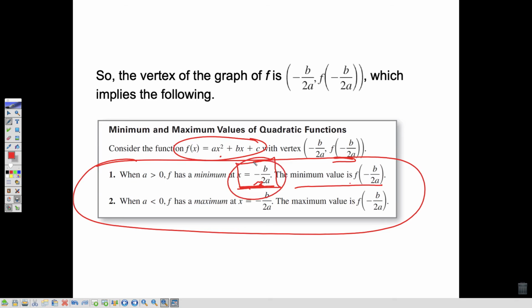Factoring is how I find the zeros. So how do I find the x of the vertex? Negative b over 2a. Where did I see negative b over 2a before? When we completed the square. Where did we see it before that? The quadratic formula. It comes from the quadratic formula.